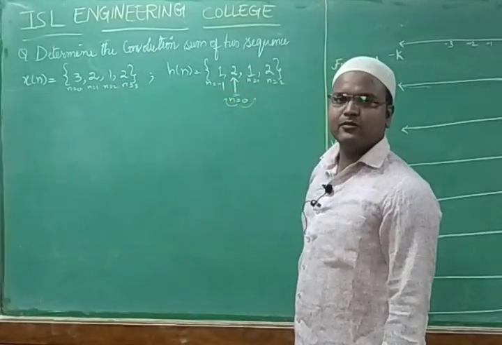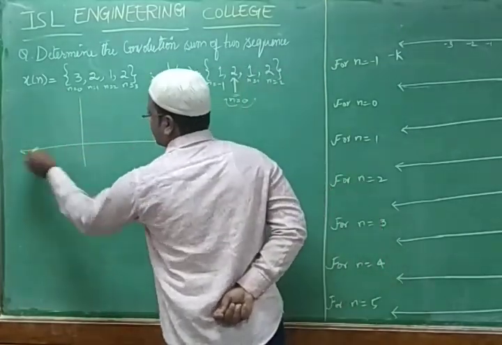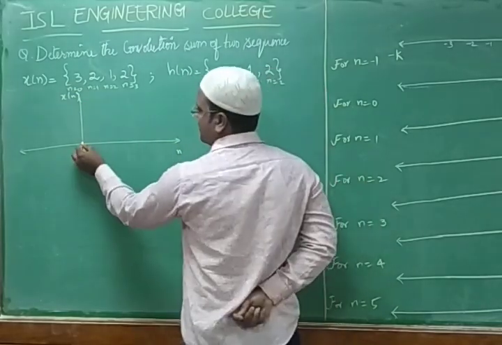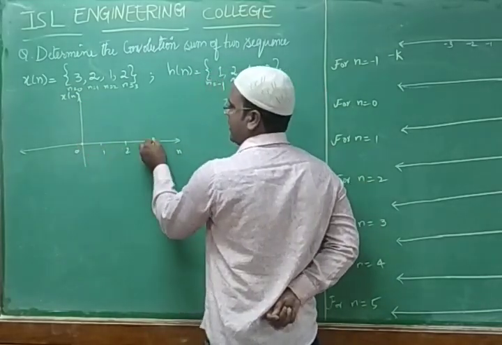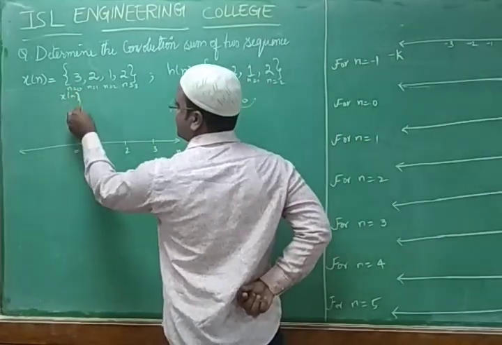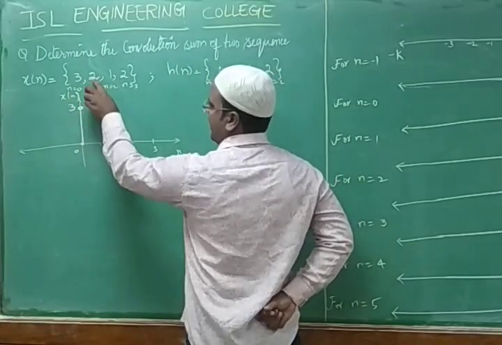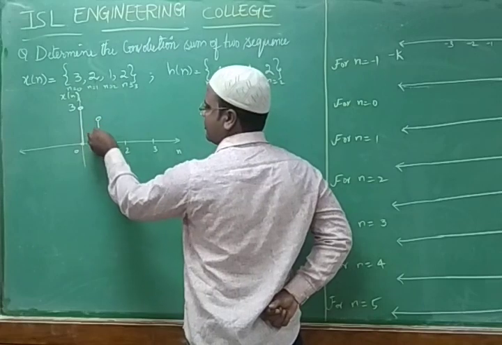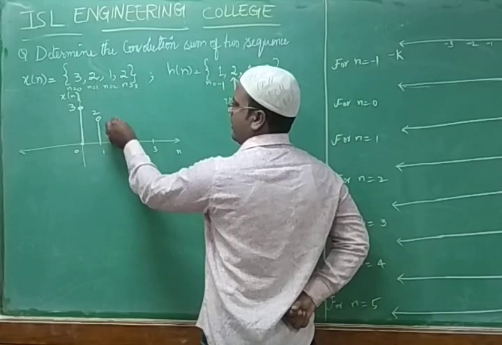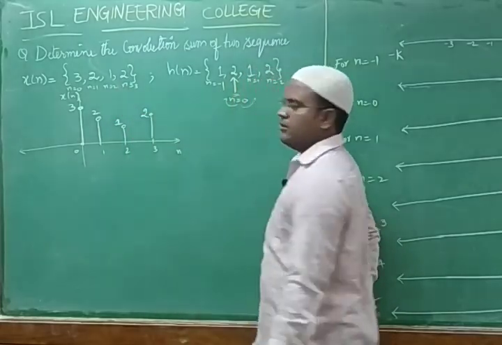First, we'll try to write its graph. Here we have x of n against the n value: 0, 1, 2 and 3. At n equals 0 the maximum amplitude is 3. At n equals 1 the value is 2. At n equals 2 it is 1. At n equals 3 we have 2. So this is your x of n.